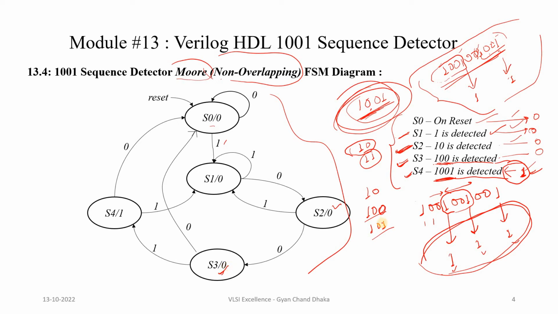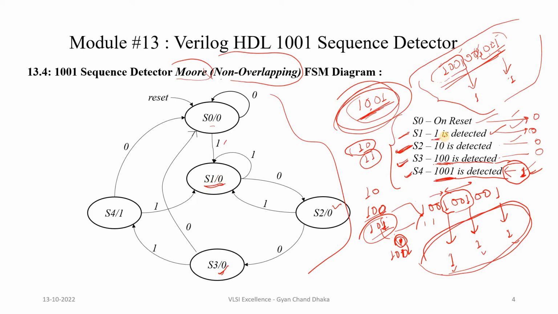But what happens if 1 is detected? That means we are in S2 state, and in S2 state the next bit is 1. So it will become 101. That means this is not a part of our sequence detector. Our sequence detector is nothing but 1001. But if 101 is detected, our sequence is not going to be complete. So 1 is detected, that means this will start a new 1, because this 1 is going to be now part of the fresh new sequence. That means if 101 is detected, we are going to be in state S1, because S1 is the state where 1 is detected.